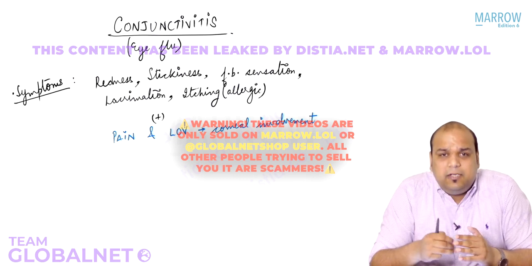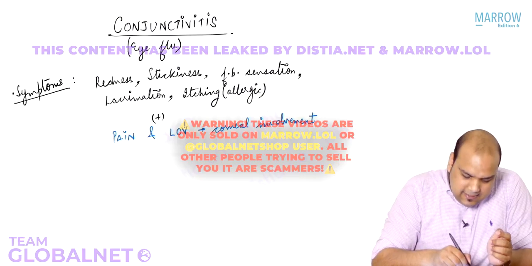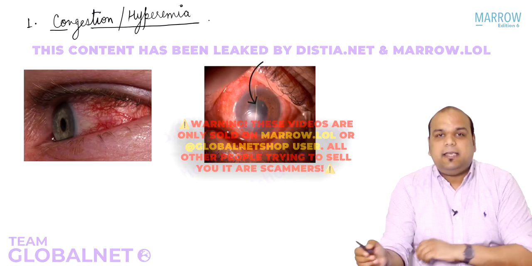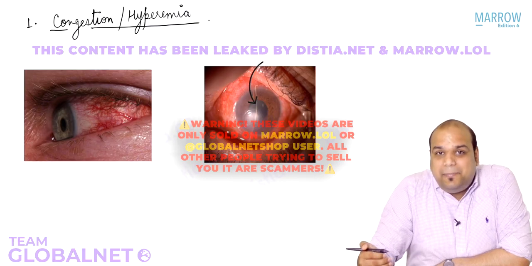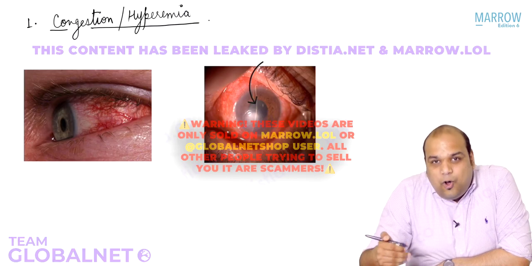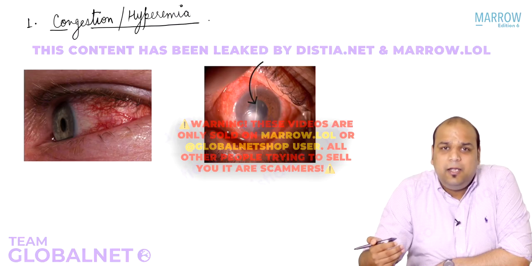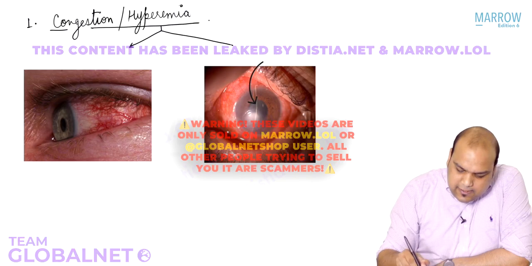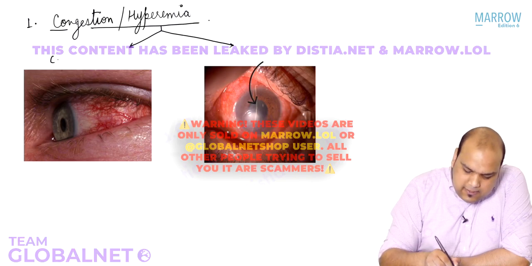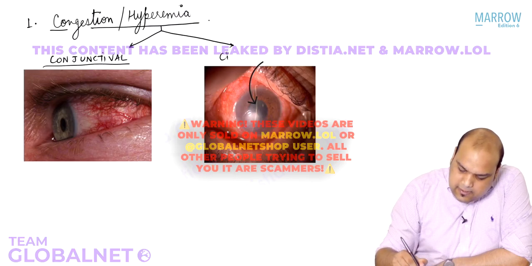Now, when the doctor sees it, what will be the signs? Let's see the signs, everybody. So these are the signs. Number one. Again and again, as I say, the redness to a patient is congestion or hyperemia of the blood vessels to the doctor. Yes, this congestion or hyperemia can present in two ways. The first one, everybody, is called conjunctival congestion. And the second one is called circumcorneal.